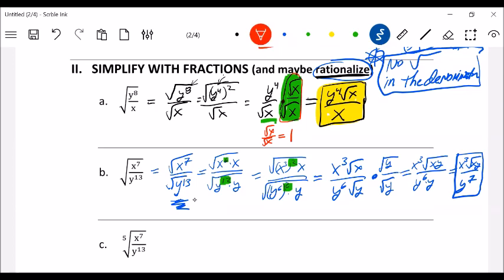Oh, and a little word of warning. Must combine, simplify, if possible. And here it is possible. So if you left this as y to the 6 times y, it would not be correct. Some of that disappeared here. So do a little more.